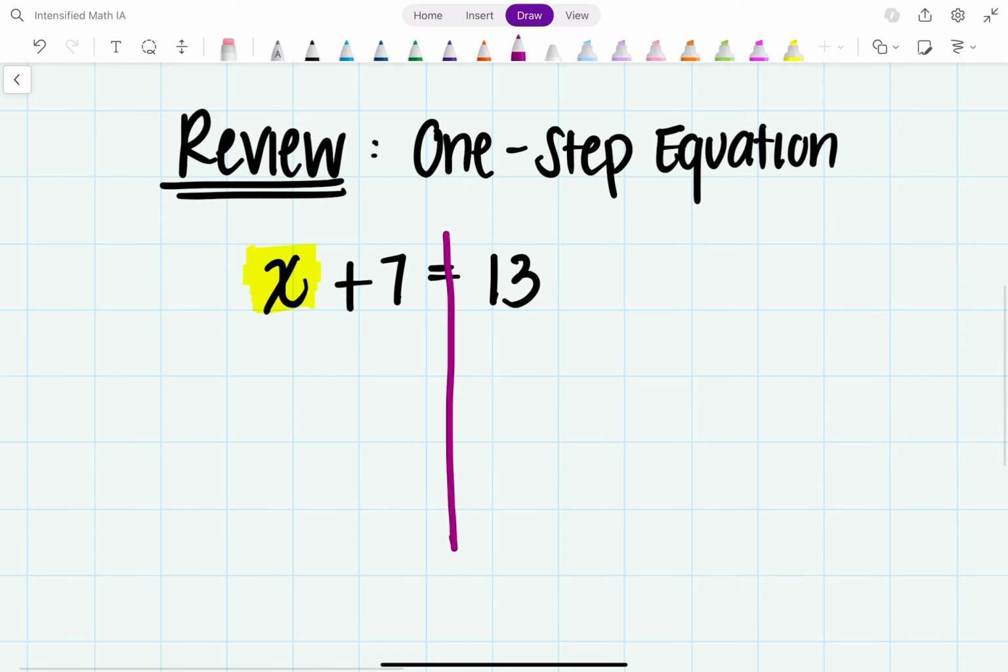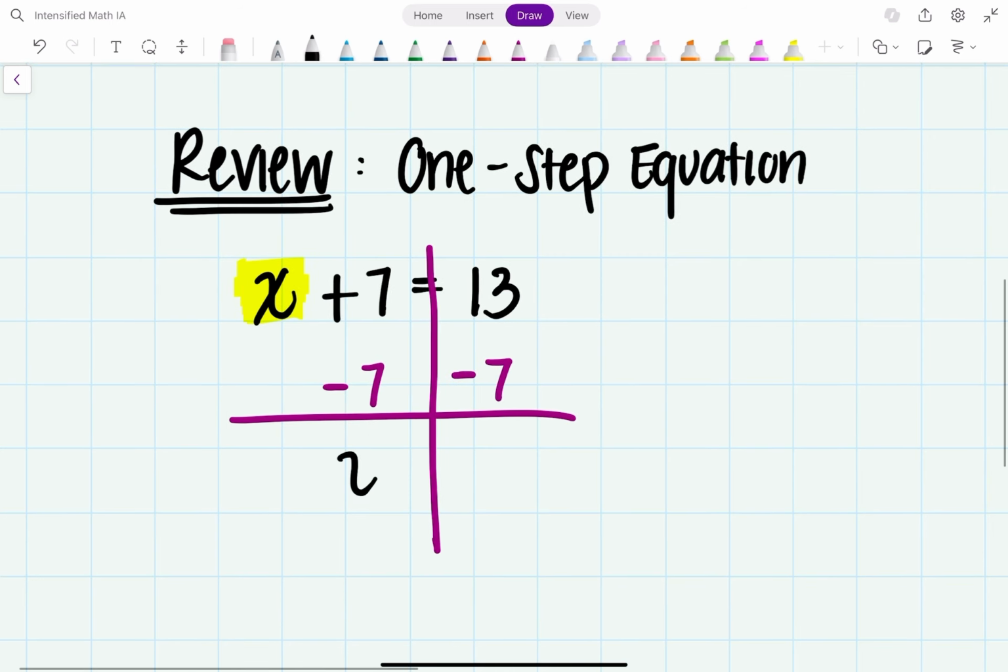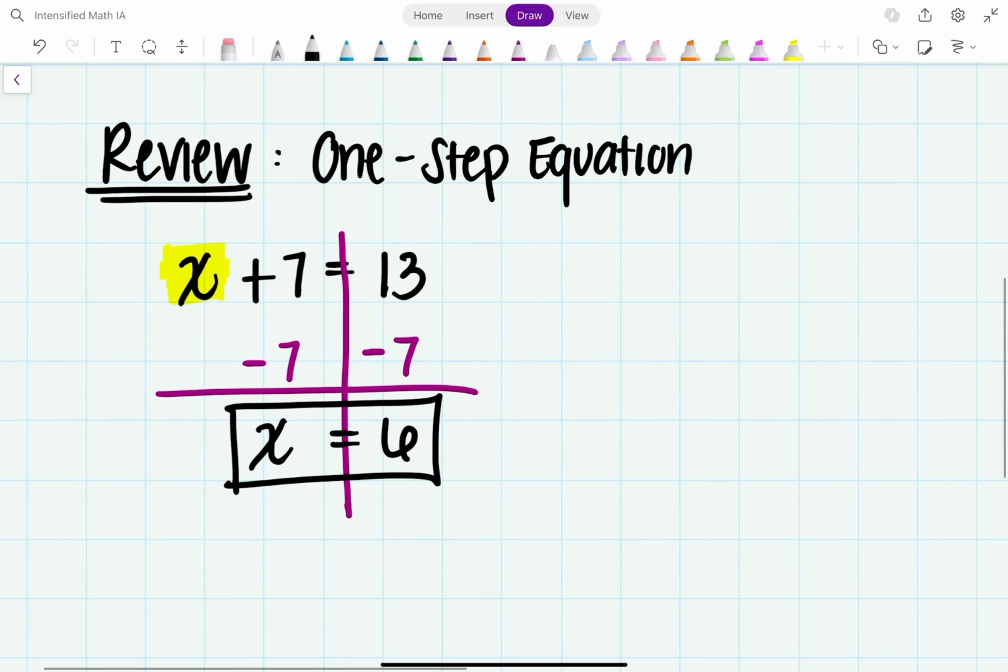We have two sides of the equation, the left side and the right side. What we want to do is move everything that's on the same side of the variable to the opposite side, which means we have to move the 7. So I have to do an inverse operation, which is subtract 7 from both sides. That gives us x is equal to 6. That is us doing inverse operations.